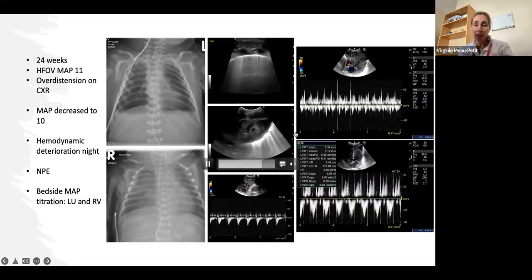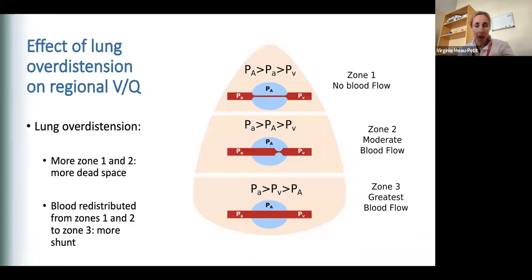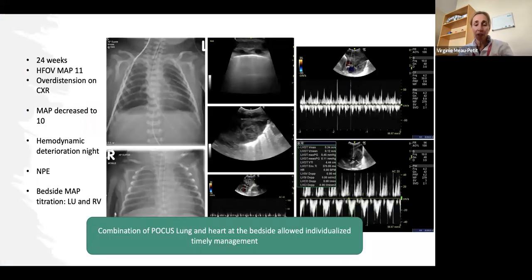So just guided by this mix of lung and heart ultrasound, we decreased the MAP and switched him to conventional ventilation. And my mistake, I didn't check the ET tube when I did all of this, but this ET tube was a bit low. But you could see that after all this maneuver, the lung recruitment was better. Actually, the over-distension was much better. So I think we should use lung and heart together to allow individualized and timely management of the ventilation for preterm babies.